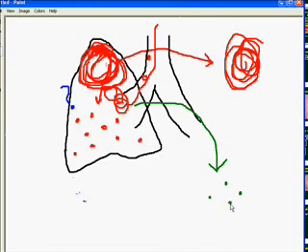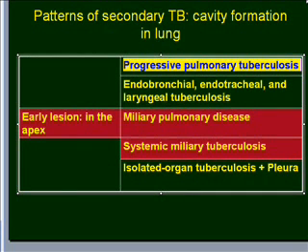So miliary tuberculosis can be of two types. One is pulmonary specific, in which case the granuloma is spreading via lymphatics, and the other is systemic miliary tuberculosis, when the granuloma is spreading via the hematogenous route.